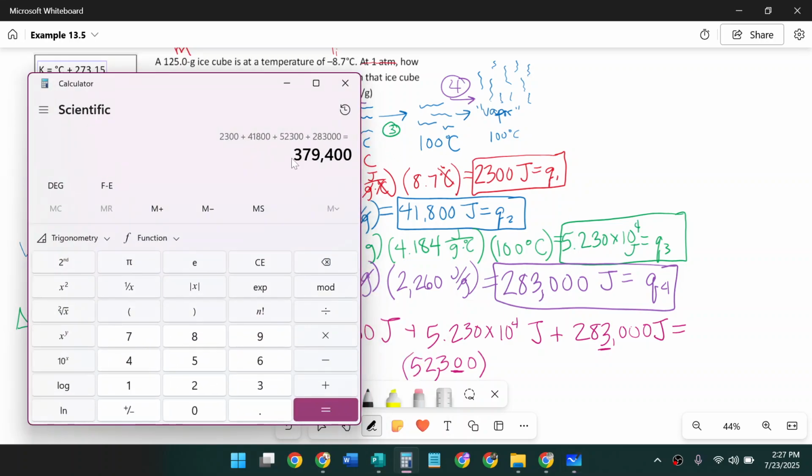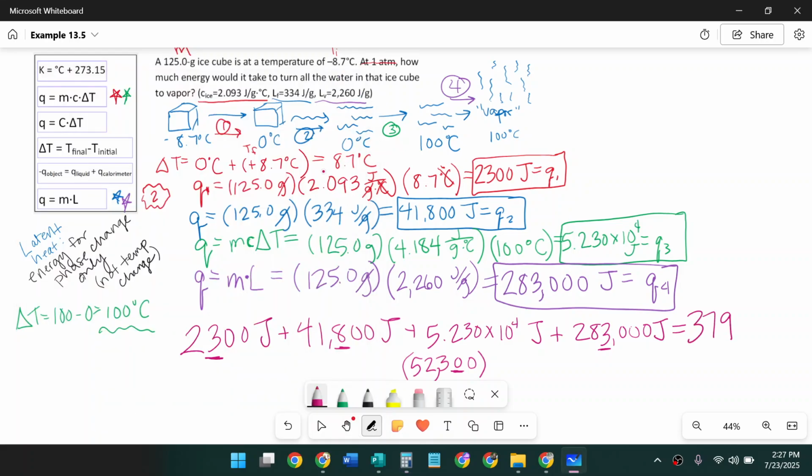Looking at this number, that means we have to round it to that 9 right there. So it's going to be 379,000 and just zeros after that. So 379, that's where our significant digits stop, and the rest are zeros. All right, so that's our final answer. That is how much energy it takes to turn an ice cube at -8.7 degrees Celsius all the way to water vapor.